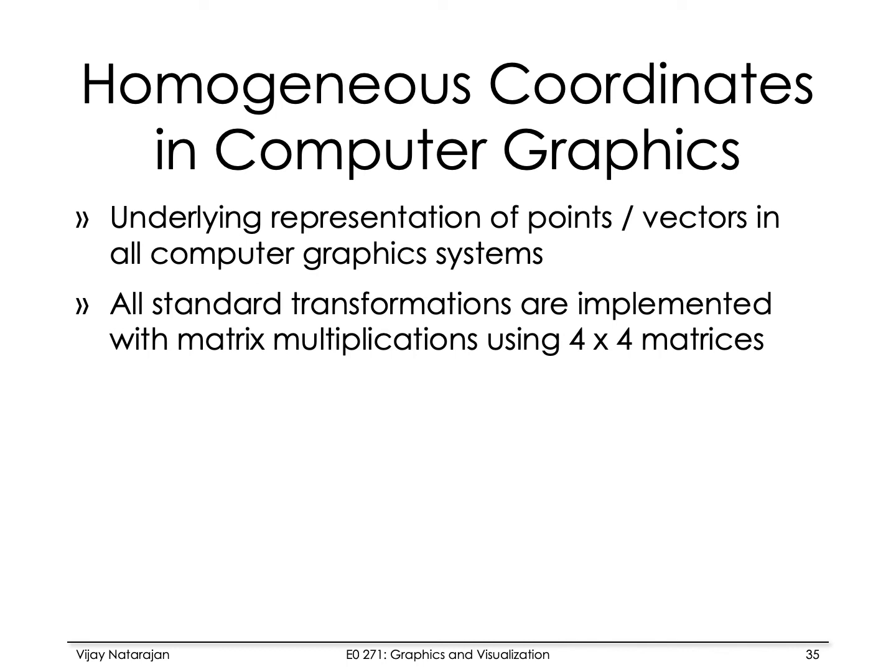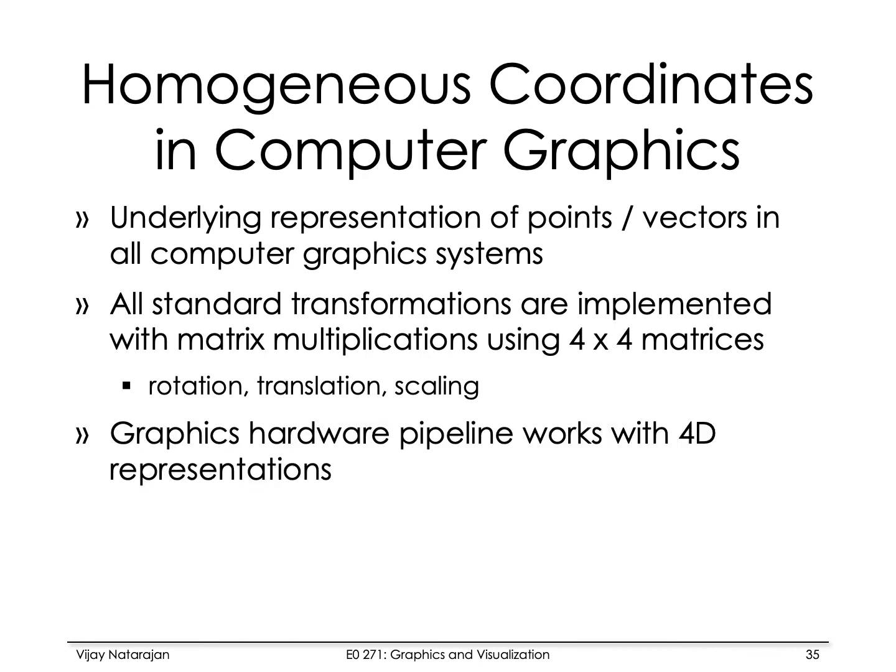All standard transformations for transforming points and other geometric primitives are implemented as simple matrix multiplications using 4x4 matrices, thanks to the use of homogeneous coordinates. So when I say transformations, I mean rotation, translation and scaling. We will talk about that more in the next class. Most crucial is that the use of homogeneous coordinates implies that the entire graphics pipeline is now able to work with a single unified 4D representation, right? And the architecture can now be optimized to deal with this specific representation. So you don't have to deal with 2 different representations for points and vectors, right? So now henceforth we will talk about points and vectors in this unified form.